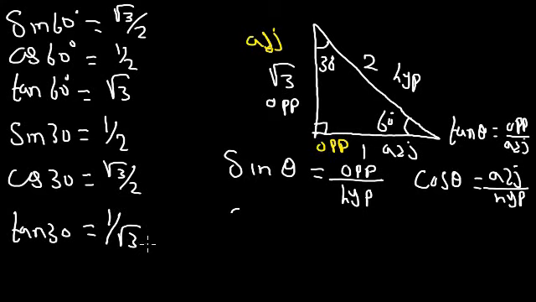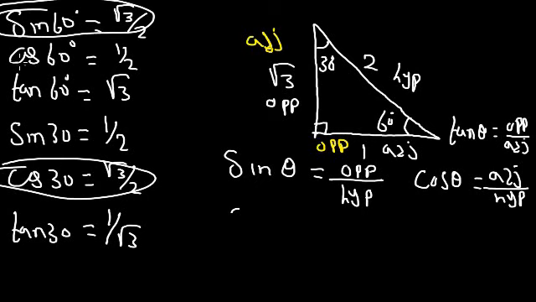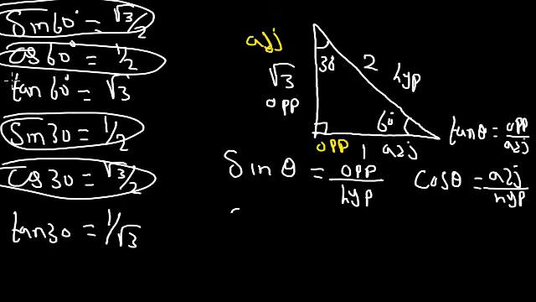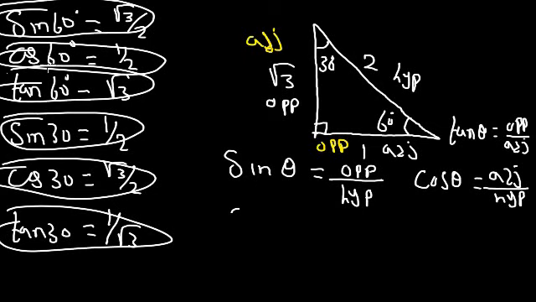Now you will need to observe the pattern. I give you just a few seconds, pause the video and try to observe the pattern. We can clearly see that cosine of 30 is indeed equal to sine of 60. Similarly, cosine of 60 is indeed equal to sine of 30. And tan 30 is the reciprocal of tan 60. I think that sounds good.